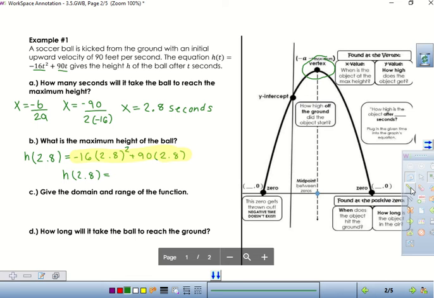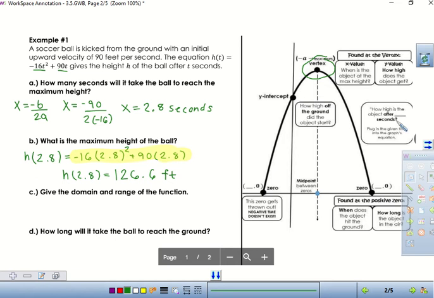So I am getting 127 or 126.6. So 126.6 feet. So that's the maximum height that the ball will ever reach. Why did you plug it in on each side? Oh, so this is just a notation that we use. This is saying I'm evaluating the height when t is at 2.8. It's like f of x. Exactly, it's like f of x.